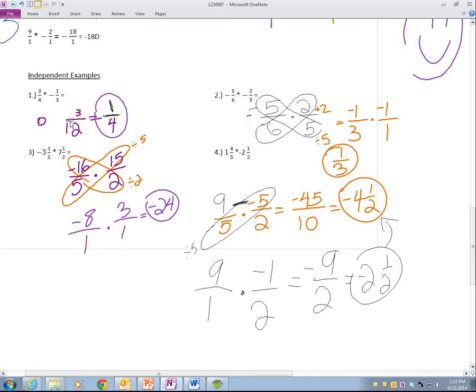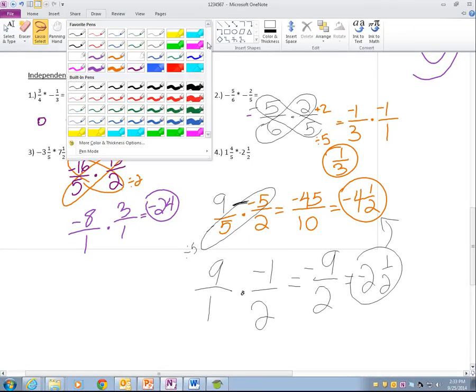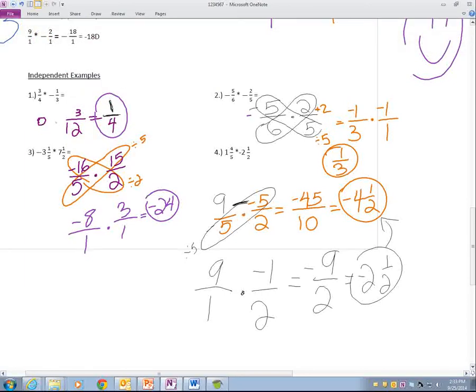Looks like we're missing one here. See if I can do this with my right hand. I'm not using my stylus right now, so.